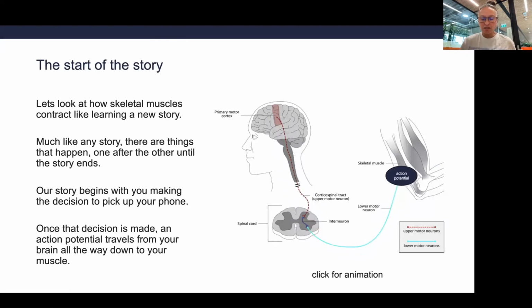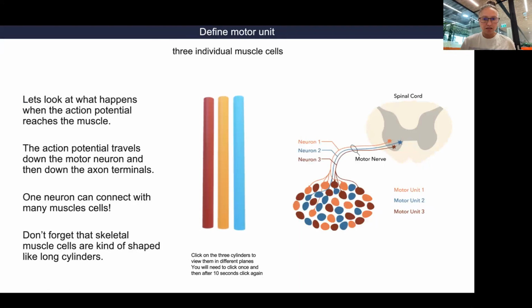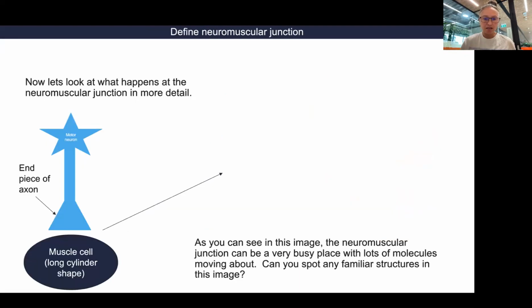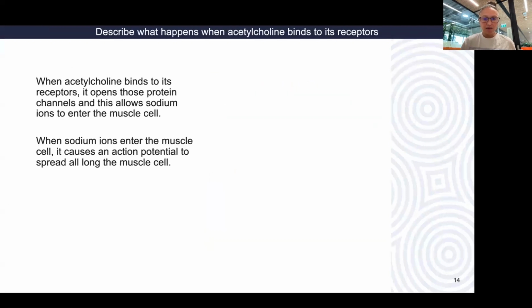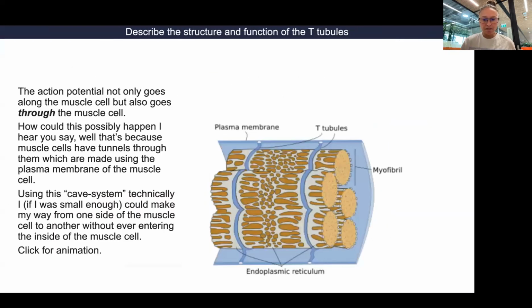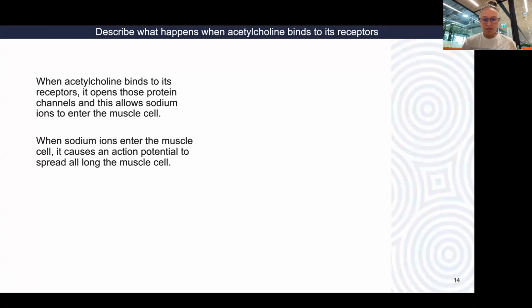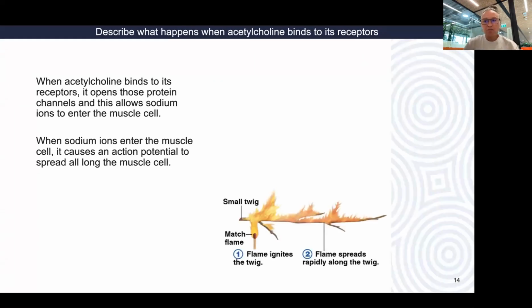So we've seen all of that. I think we left off here. Yeah, right. So this is where we left off. When acetylcholine binds to the acetylcholine receptors, it allows sodium ions to enter the muscle cell, and that kicks off an action potential. And as you can see here, I said that the action potential goes all the way along the muscle cell.